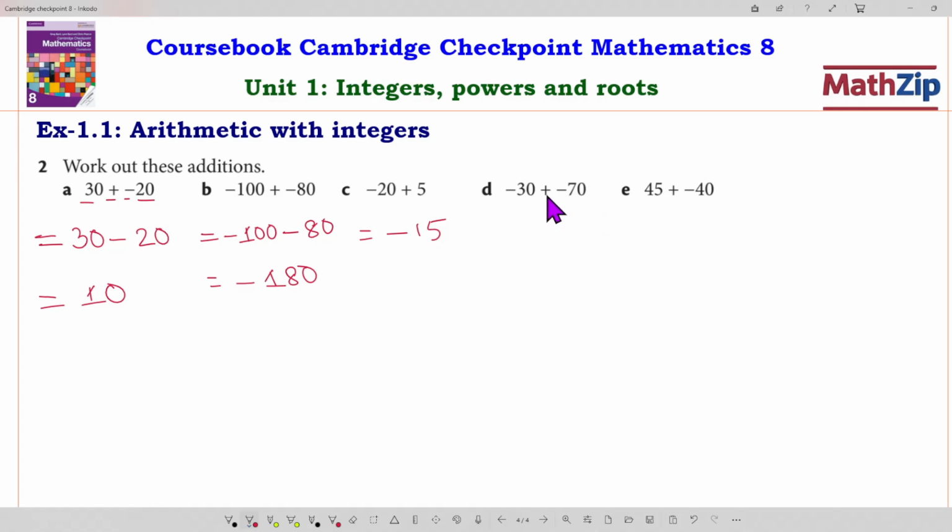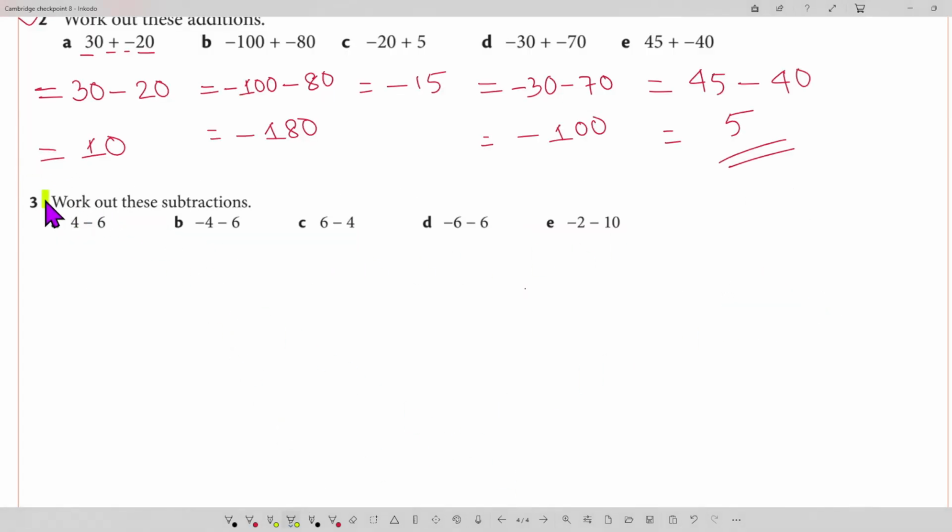Minus 30 plus minus 70. It means minus 30, plus and minus will be minus 70. So here is minus 100. Very simple. 45, plus and minus will be minus, and here is 40. So our answer is 5. Number 2 done. Number 3, work out these subtractions.